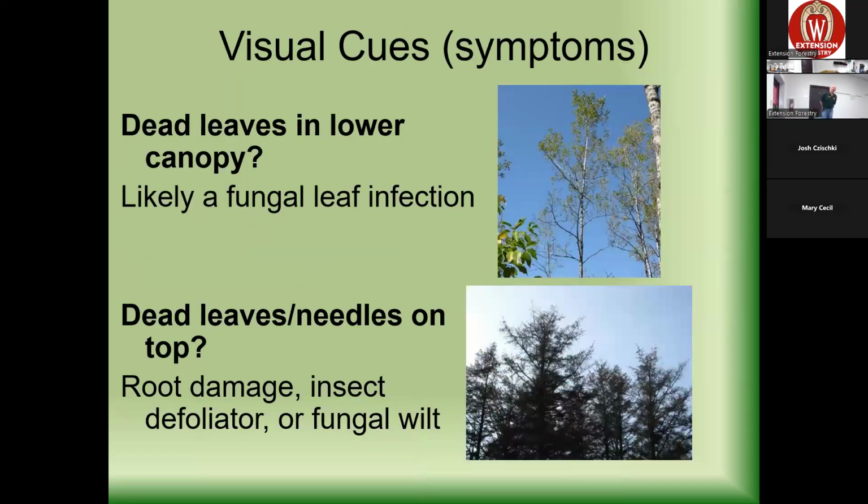Symptoms. If we see dead leaves in the lower canopy, it's most likely fungal in nature. And we've seen a lot of that this year. We've seen a lot of it, I don't know if it was last year or the year before, 2 years ago, I believe it was. Especially when we get warm and damp weather, it's just a good breeding ground for fungal spores.